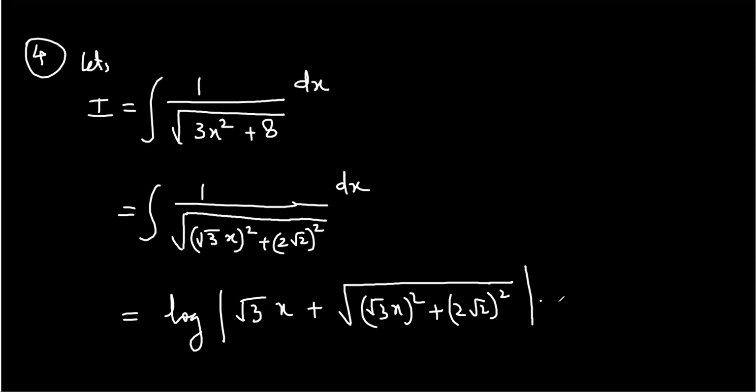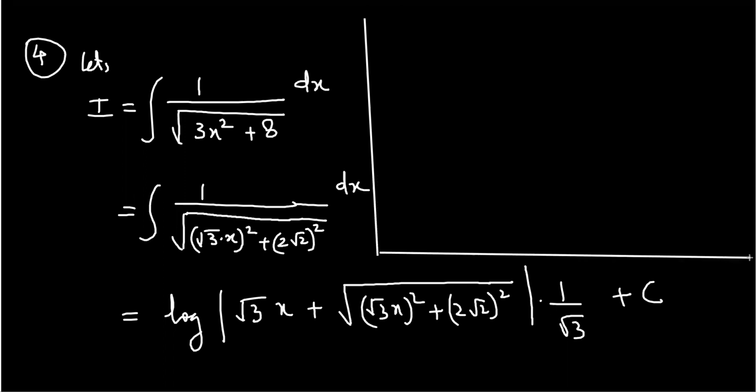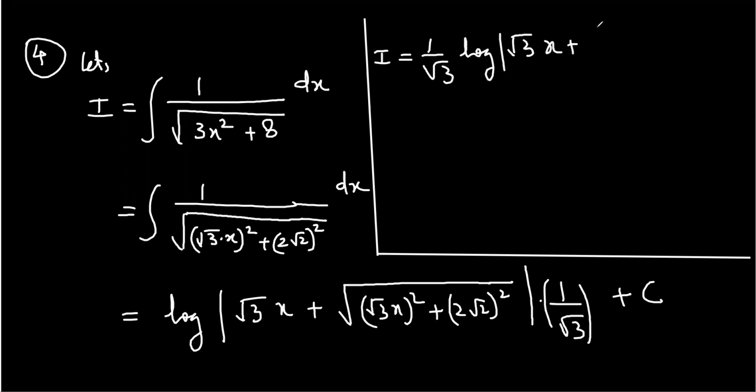Okay, into 1 upon root 3. Once again, why this 1 upon root 3? Because coefficient of x is root 3. So I need to divide by that, plus c. So the final answer which I will get here is I equals to 1 over root 3 log of mod root 3x plus square root of, and as you know students, root 3x the whole square is nothing but 3x square, and this is 8. So 3x square plus 8.